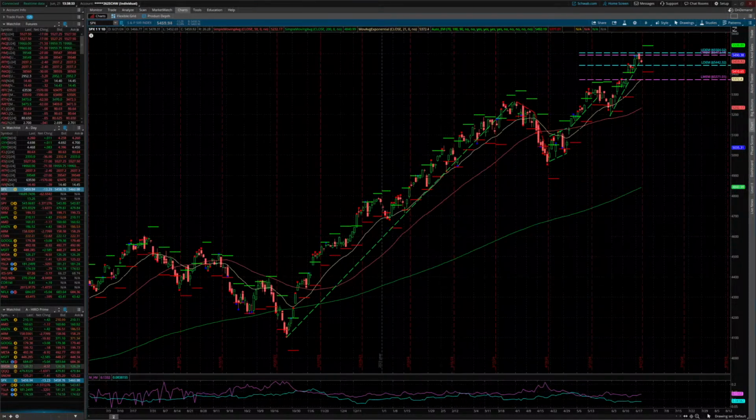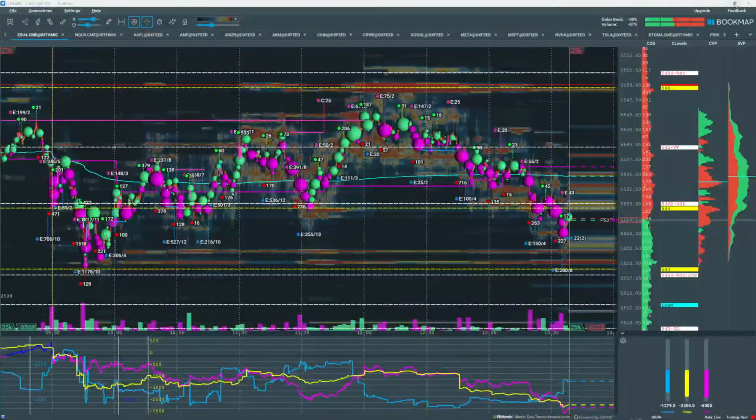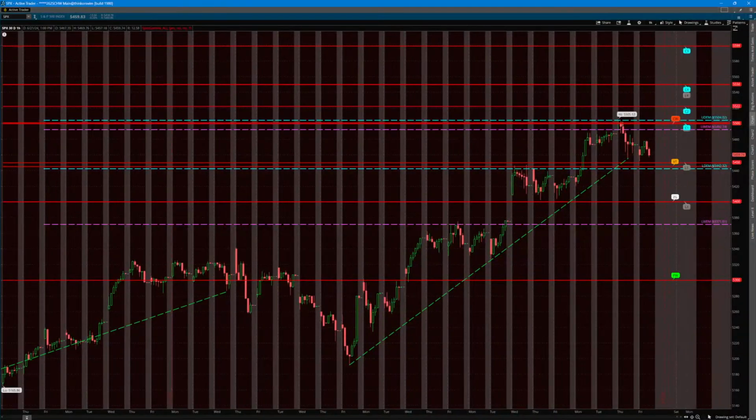All right, let's pick this up now with a 1-hour chart. This is the 30-day 1-hour chart. Little bit of weakness began yesterday. A rejection at the 5,500 call wall. We'll take a closer look at that in just a minute. So rejection again yesterday at the 5,500 call wall.